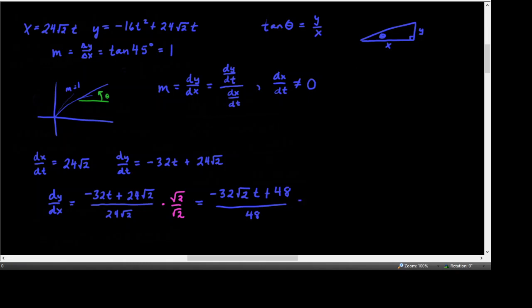And there's a common factor of 16, so I'll divide that out of everywhere, leaving negative 2 square roots of 2 times t, plus 3, divided by 3. And so if you give me a time, like half a second, 1/2 for t, you could find the slope of the tangent line at that point in terms of t. So notice that you have to know t to find the slope of the tangent line at that point, because this derivative is in terms of t. Again, it's a parametric form of the derivative.